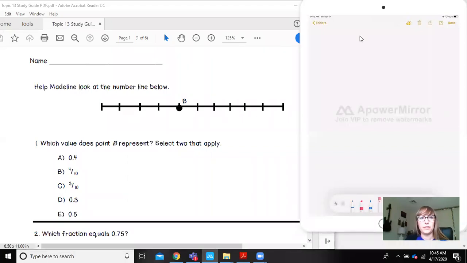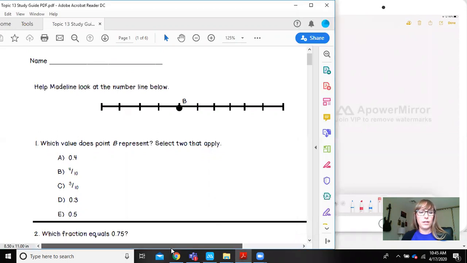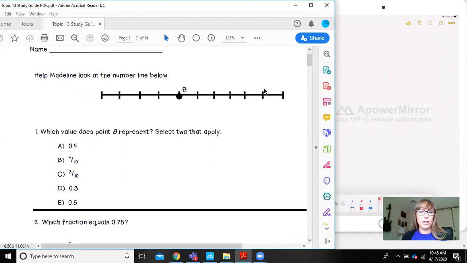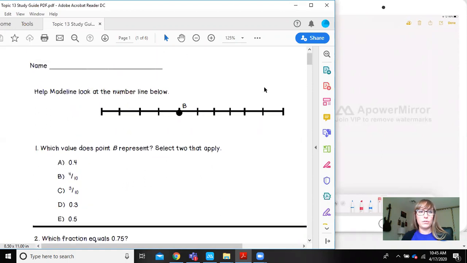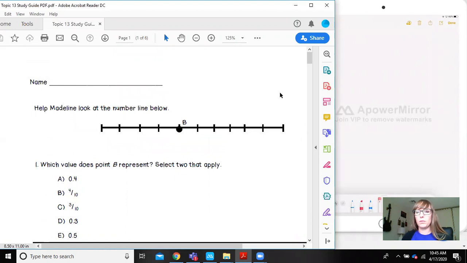Hi, fourth graders. I'm going to do a study guide review with you on topic 13. That's a topic that you've been working on the last couple weeks. I have a topic 13 study guide that I will send you. I'm not sure if you will be able to print it out, but if not, you can view it on your screen. But we're going to go through this right now.